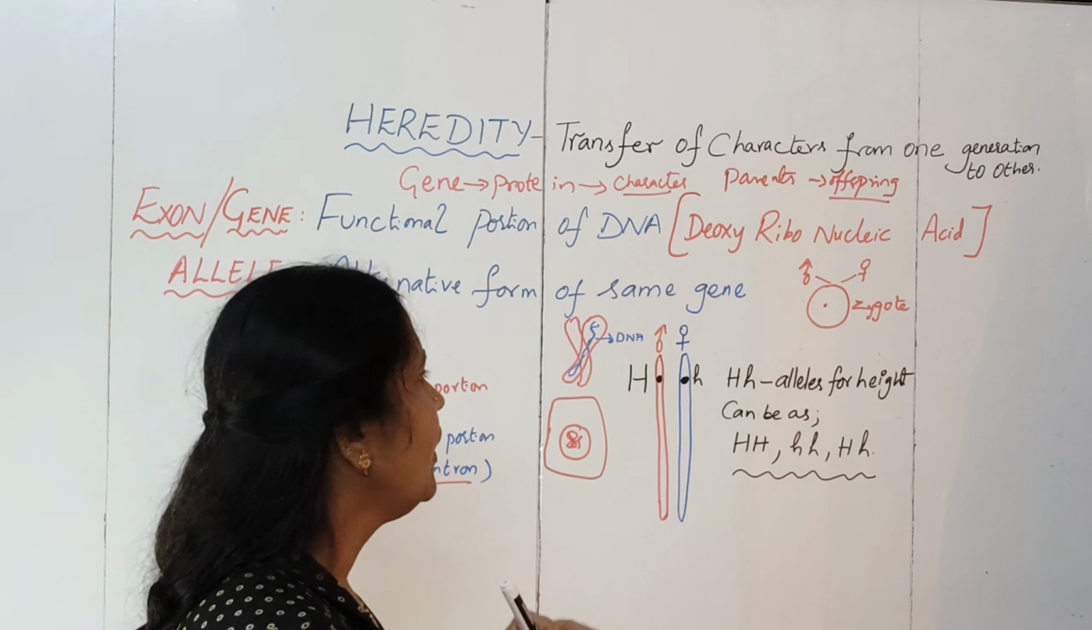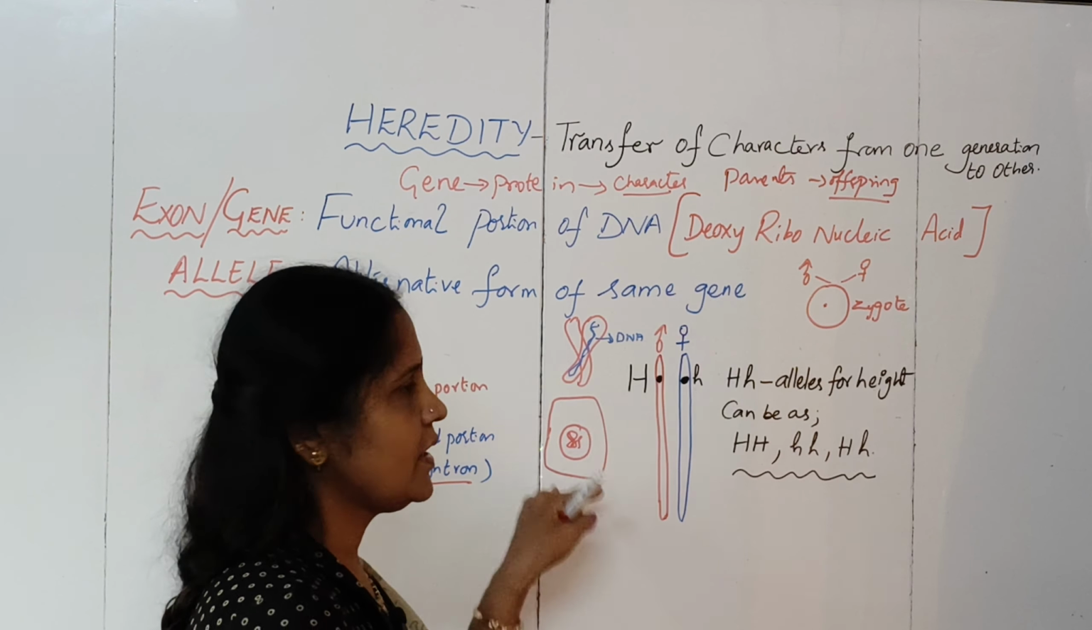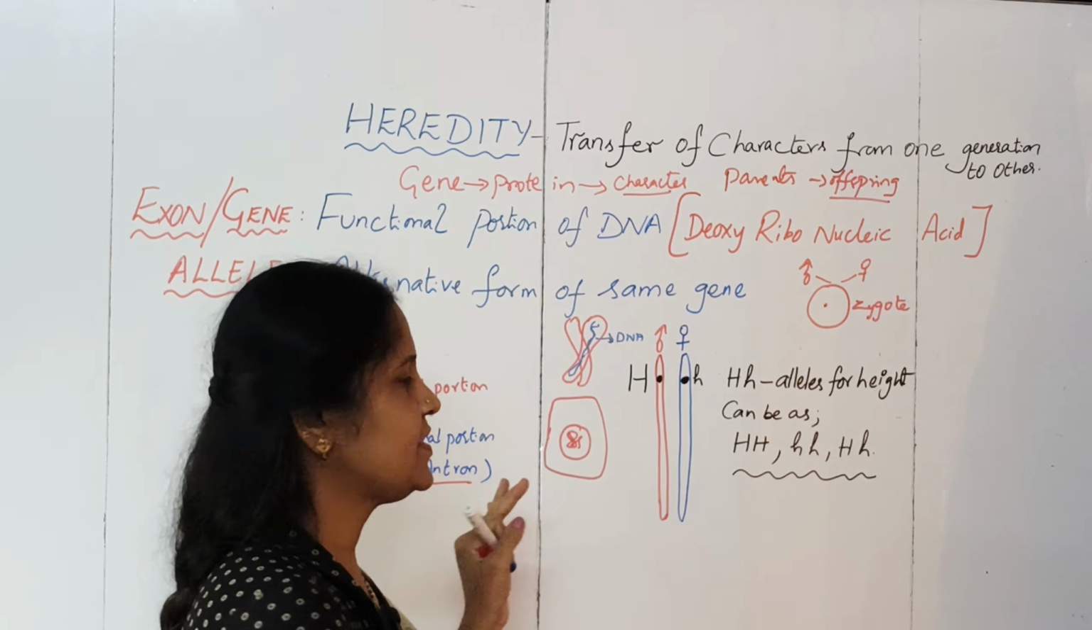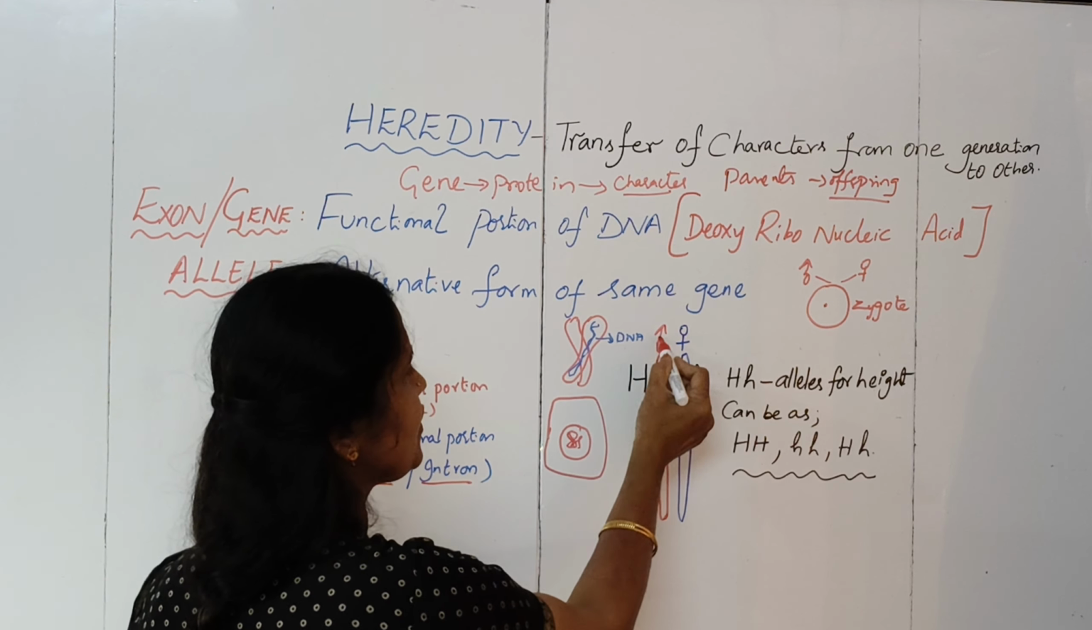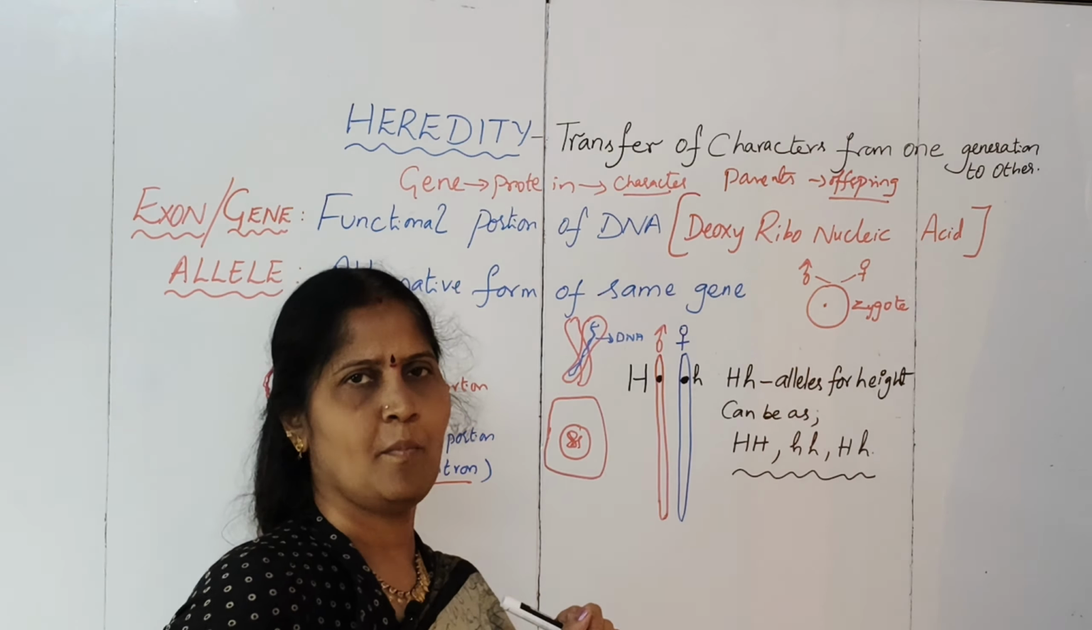So like this, suppose in the zygote stage, we have received one chromosome from the father and one chromosome from the mother, like this.